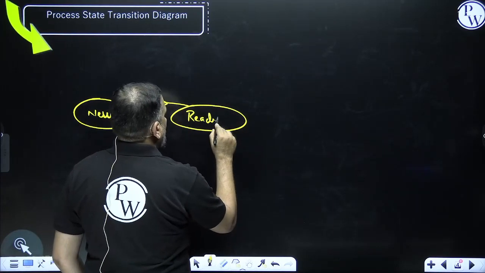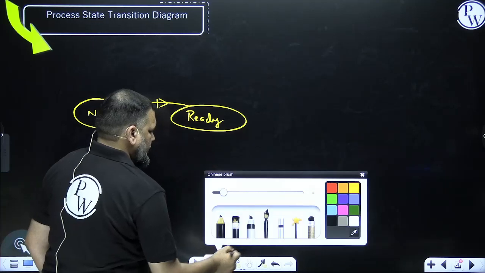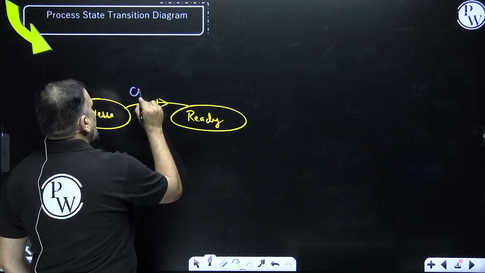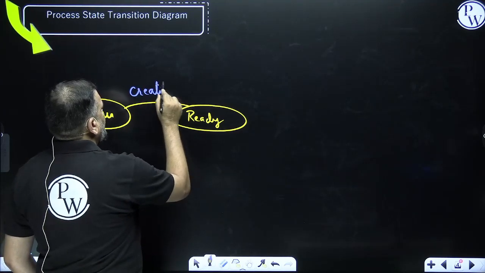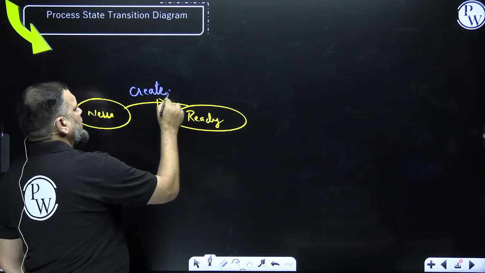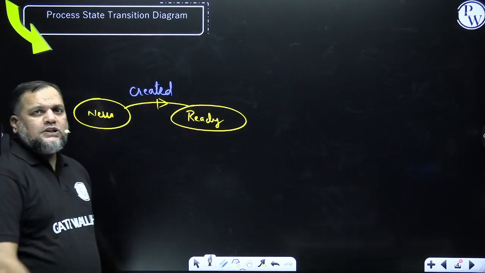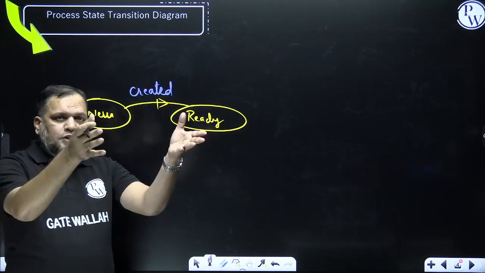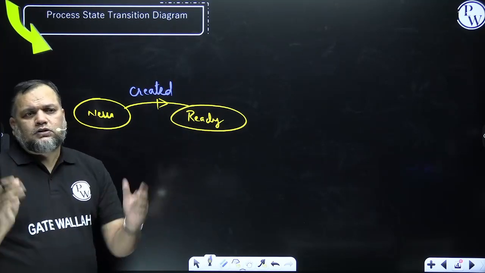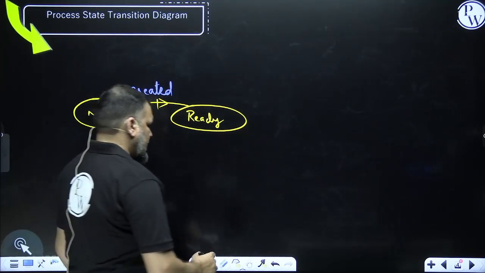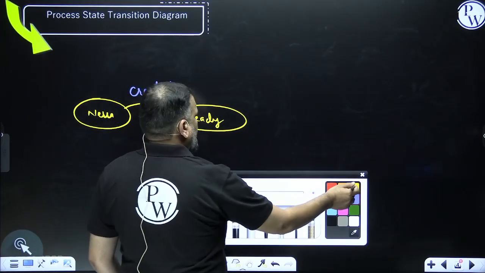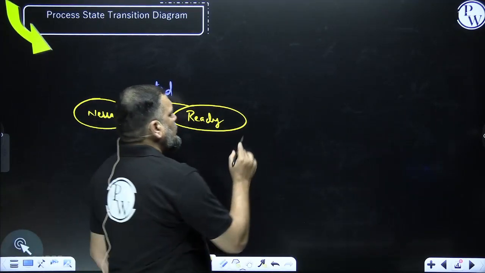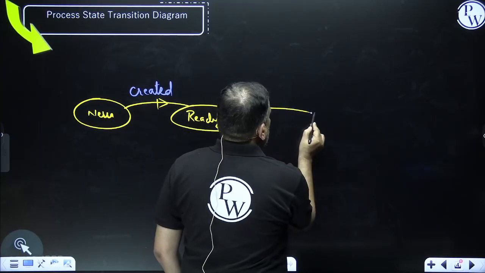Simultaneously I will mark the transition here for your understanding, with a different ink. This is creation, or I will say just created. The process got created, meaning the essential resources needed for the process have been allocated. Now it is ready to run on CPU. There can be many ready processes. Whenever the CPU is idle, we take one ready process and dispatch it onto CPU.